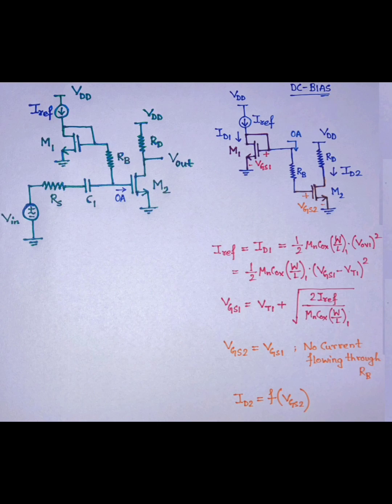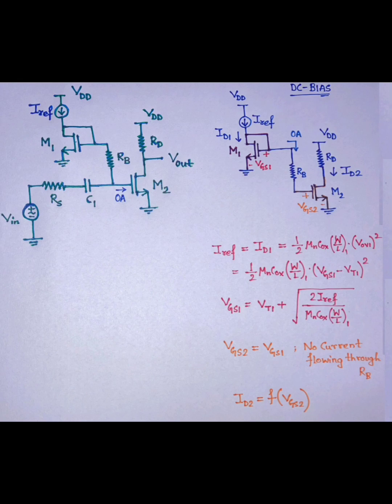Now you can see that there is a drop across the gate to source of M1, which is VGS1, and there is no current flowing through RB because it is not possible to have a current flowing through the gate, unless there is some leakage, which is far away from reality. So the entire voltage VGS1 is appearing across VGS2. This IREF will induce a voltage VGS1, so that VGS1 is equal to VT1 plus the root of 2 into IREF divided by mu n Cox W by L1. So you can see that VGS is greater than VT1 by this amount, which is controlled by this IREF.